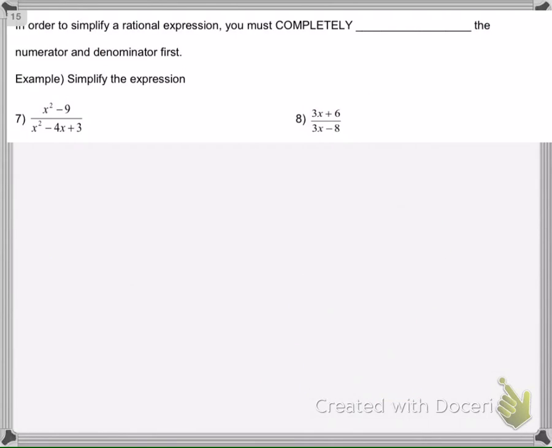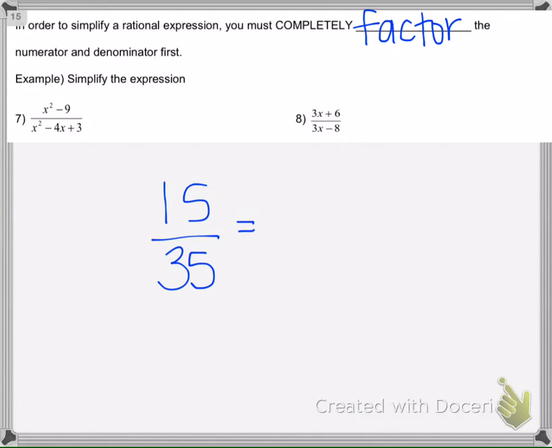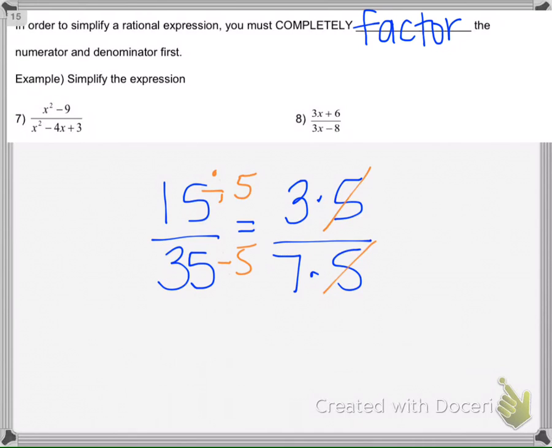Okay, so we're ready to do some examples where we have variables here. So remember, we saw that in order to simplify a rational expression, you must completely factor before you can cross anything out, because they'll divide out. So again, remember that example that looked like this without variables, right? 15 is the same thing as 3 times 5. 35 is the same thing as 7 times 5, and so the 5s divide out because that's the GCF. Well, we're going to do that exact same thing here.